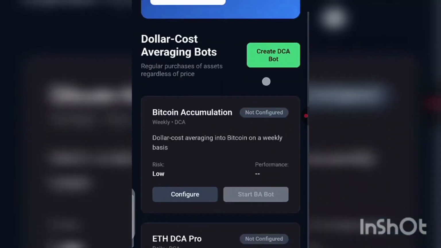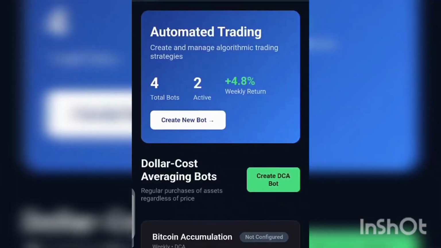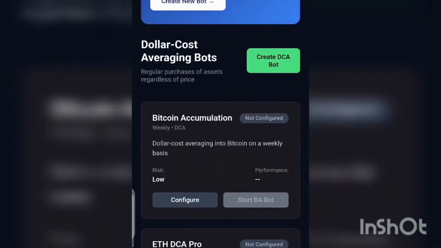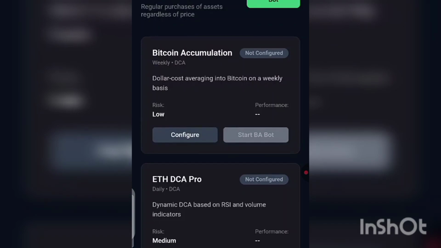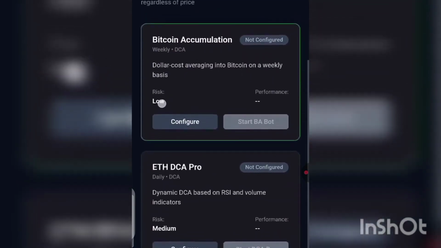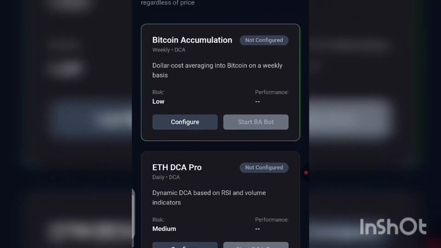So the next thing right now is to click bot. You can see I click bot. This particular place you see bot, that was exactly where I just clicked. Now you can see we have three types of bot here. We have DCA, which is the dollar cost averaging bot, and ETH DCA Pro, which these two are not the ones we are using. So you come down a little bit, you see this particular place where you see Bitcoin accumulation.